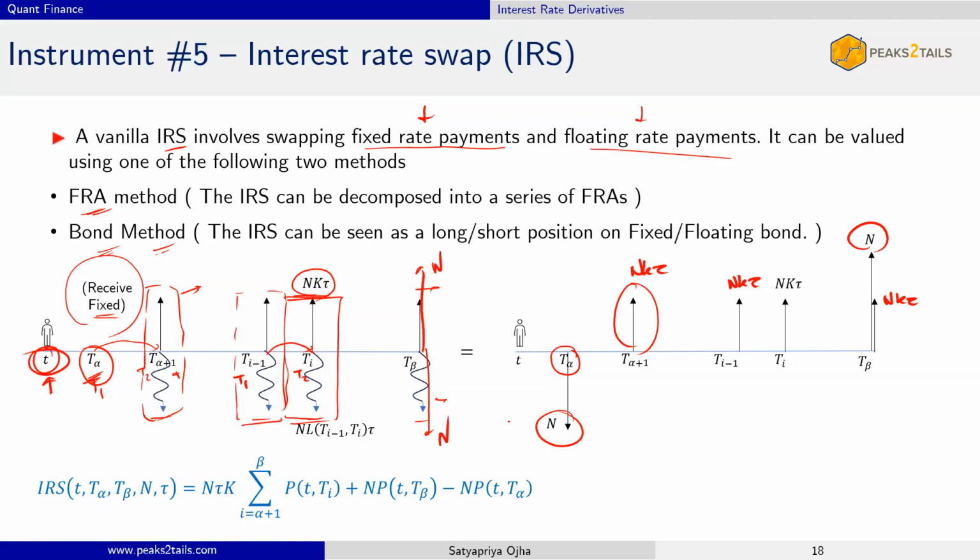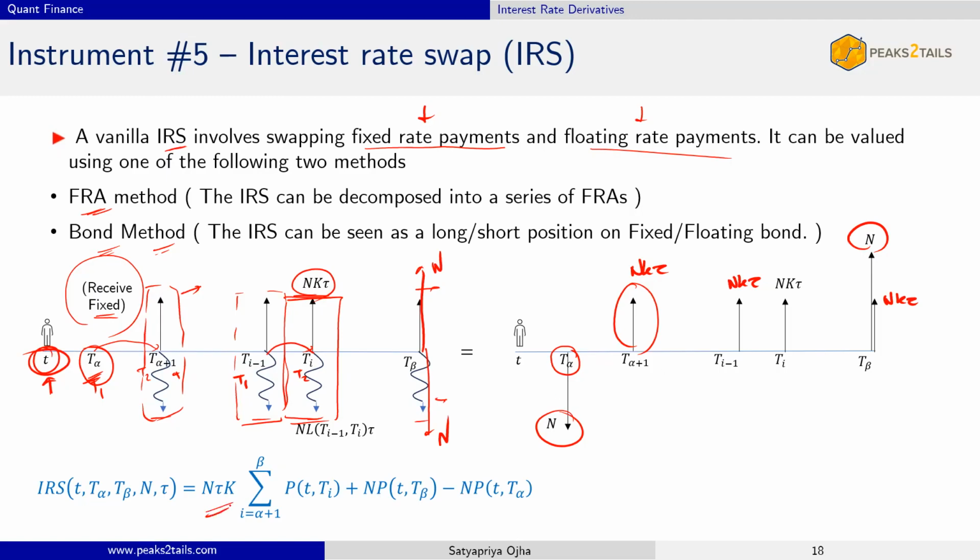The one thing to remember, this is a common mistake: do not create the N here. That will be wrong. It is always one reset date before the first floating payment. Okay, so that is something to keep in mind. And having done this transformation, there is nothing stopping you from valuing this. It's so easy.